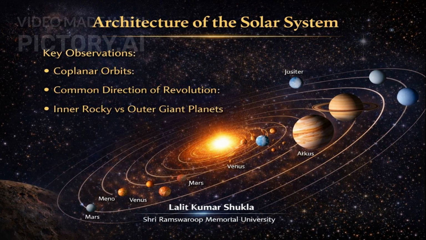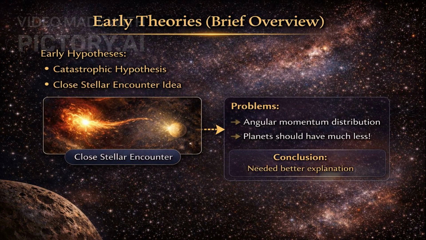Key observations include coplanar orbits, a common direction of revolution, and the distinction between inner rocky planets and outer giant planets. Early theories like the catastrophic hypothesis and close stellar encounter idea attempted to explain solar system formation. However, they faced problems such as angular momentum distribution, indicating a need for better explanations.